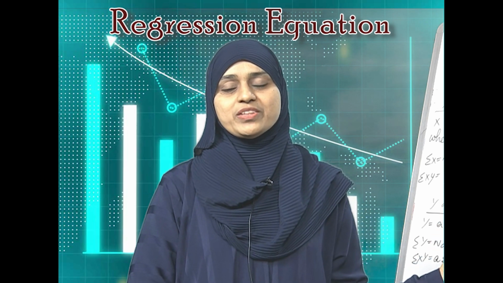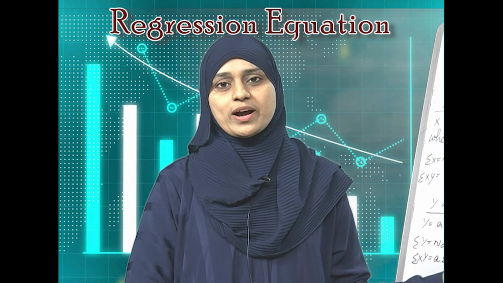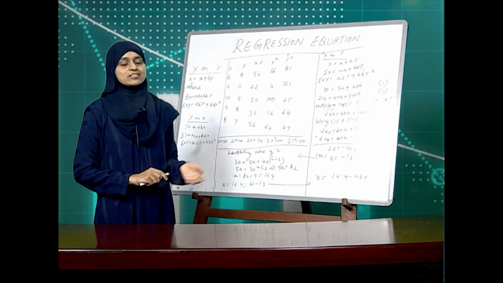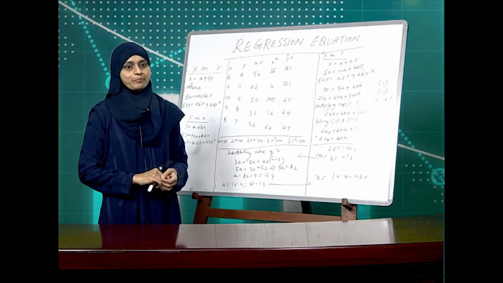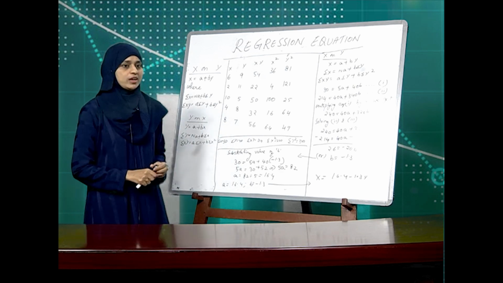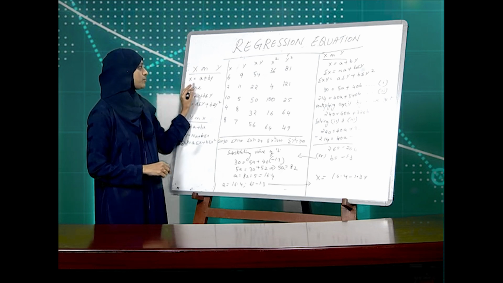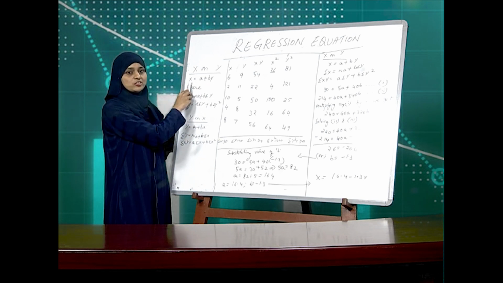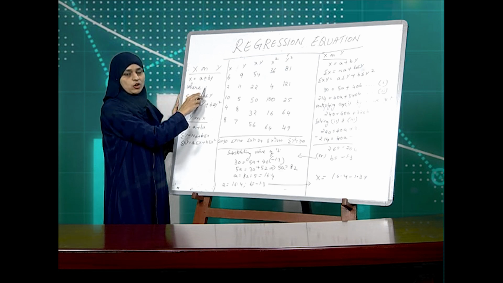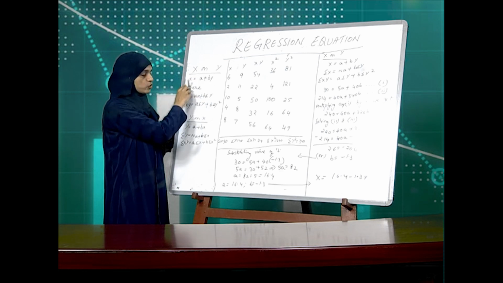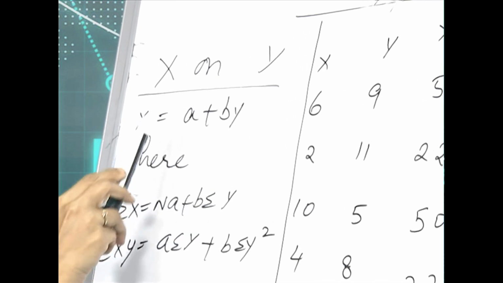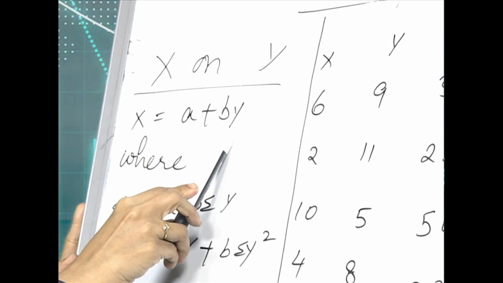As you can see, the regression equation x on y has been depicted on the board, where x is a function of a plus by, where we are expressing x in terms of y. So, here we say that x is dependent on y, a and b being constants. Now, when we are trying to solve this equation, we are trying to find out the value of x for a given value of y.